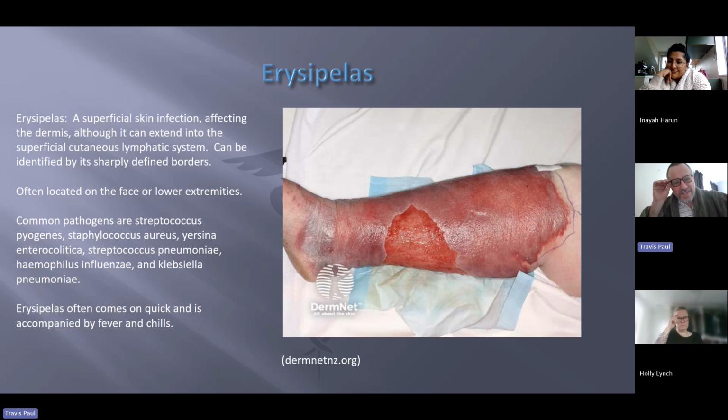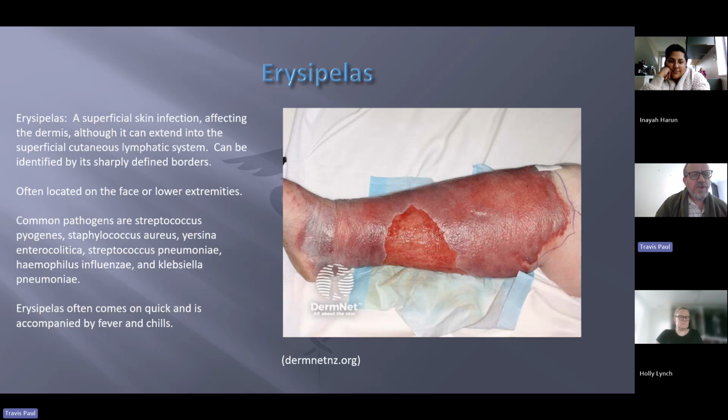Erysipelas is an infection that affects the superficial layers of the dermis. It's superficial as in the highest layer, not as in the infection itself is superficial. As you can see from this picture, it can be quite bad. It can extend down into the cutaneous lymphatic system, but it's primarily that top level. Erysipelas is known by its sharp borders. It has very well-defined edges.